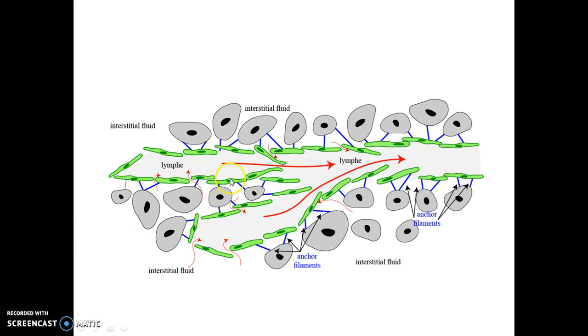The lymphatic capillaries are tightly adhered to the tissue cells through the anchor filaments. So, when the tissue cells are swelled up with tissue fluid, the capillaries are pulled open between the junctions of the endothelial cells with the help of anchor filaments, and the lymph flows into the terminal lymphatic capillaries.